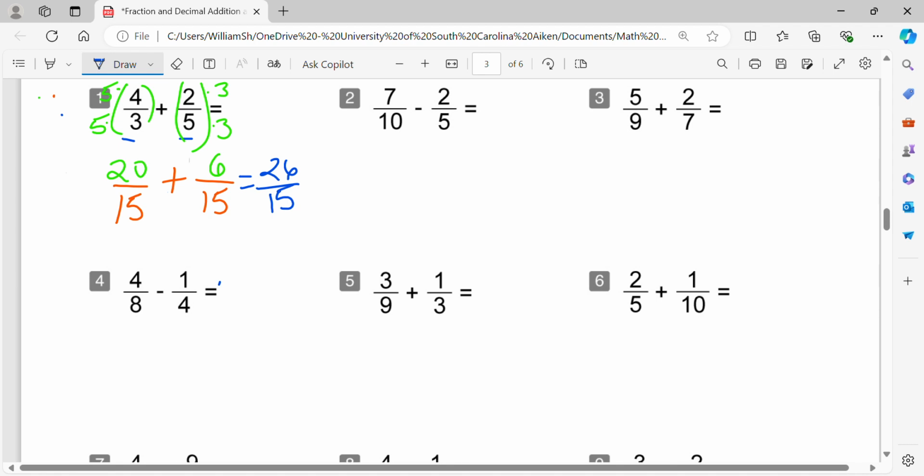If you're still in a high school class or you're in another university, they might want you to convert it to 1 and 11/15. But I'm perfectly fine with 26/15. Okay, so that's how I'm going to leave it.